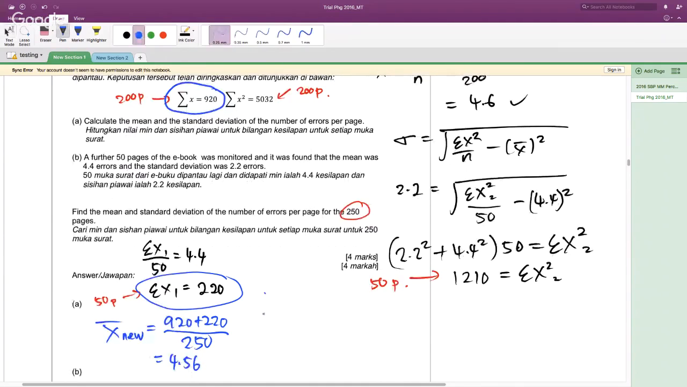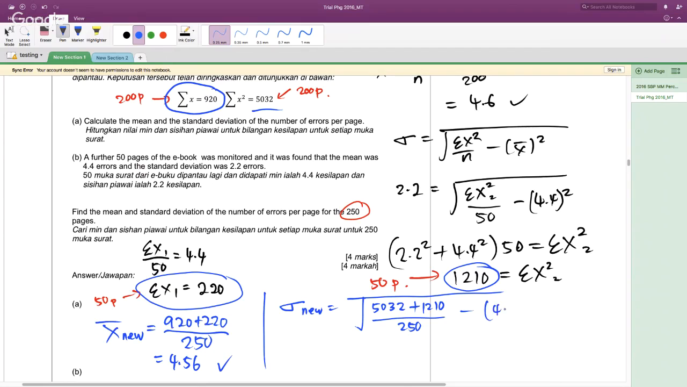All right, then I will find my new standard deviation as well. It's just the square root of the sum of X squared for 250 pages. So I will have to use the old one, 5032, plus the new one, 1210, divided by the total 250 pages. And then I subtract the mean for 250 pages, which is 4.56 squared.